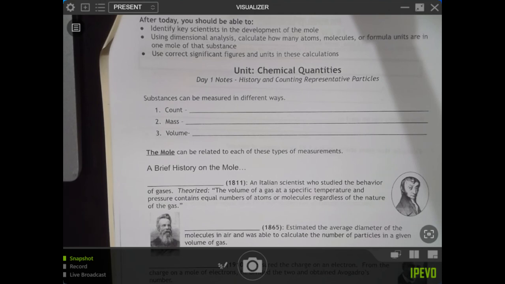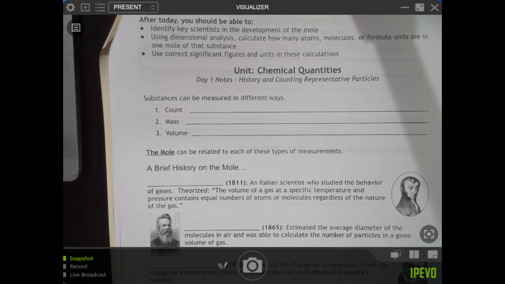Okay, so this first section is going to be kind of some background. It's going to talk about some of the scientists who were responsible for coming up with this idea of what a mole is and how we use the mole to count particles. We're going to review maybe a little bit on significant figures, and we're going to refresh our memory on dimensional analysis, because we're going to use that quite a bit this semester.